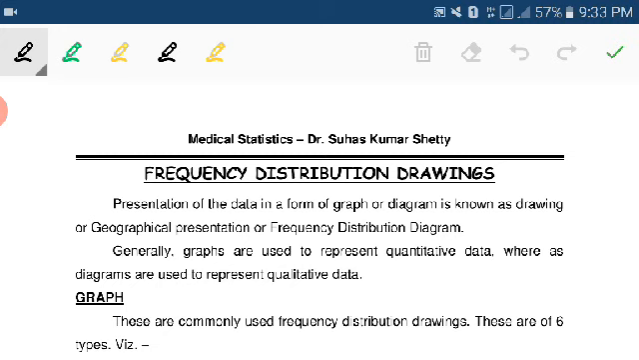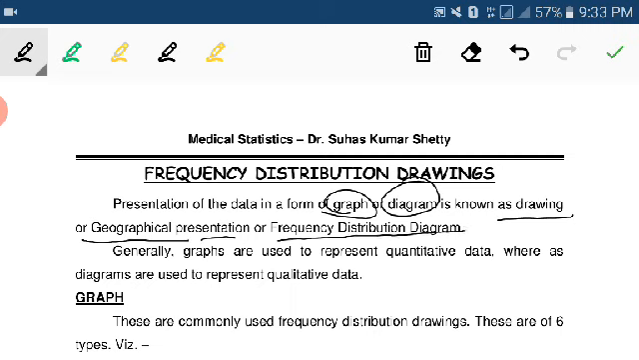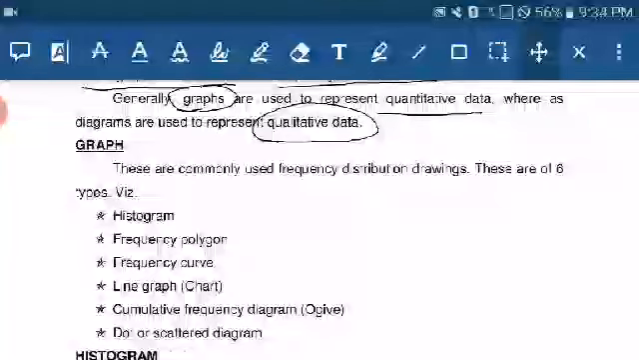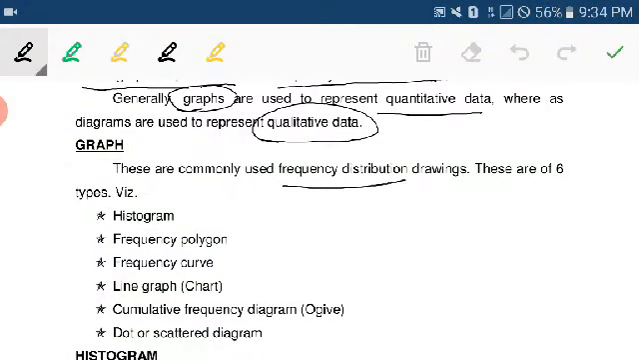Presentation of data in the form of a graph or a diagram is known as a graphical presentation or a frequency distribution diagram. Generally, graphs are used to represent quantitative data, whereas diagrams represent qualitative data. These are the commonly used frequency distribution drawings.